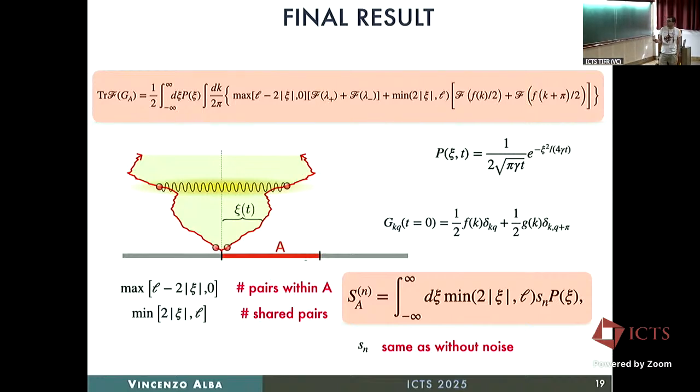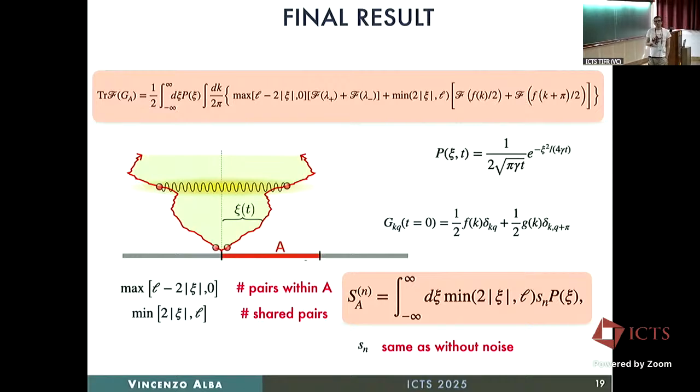So this is the prediction for the dynamics of Rényi entropy in this system. And you see it has this min function. You have a P of ψ, which is the probability of the Brownian particle to travel a distance ψ at time t. And then you have S_n. S_n here is the same entropy that you have in the unitary case. So what you learn here is that in this simple setup, the quasi-particles essentially contain the same entanglement that you have in the unitary case without noise. The only difference is that now the trajectories are not linear, they are Brownian motions, okay?